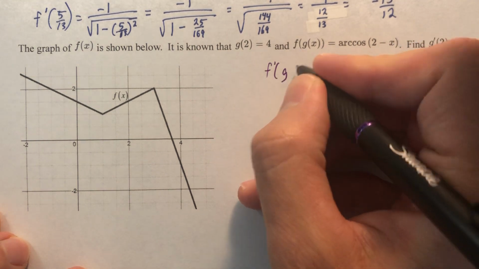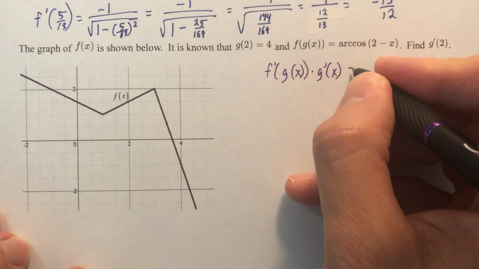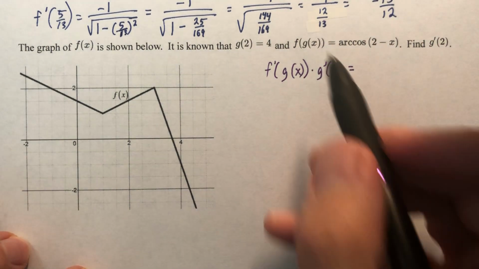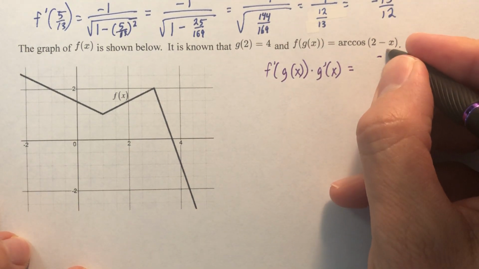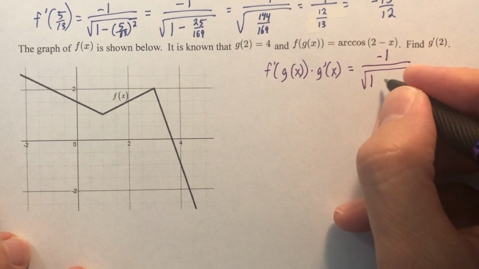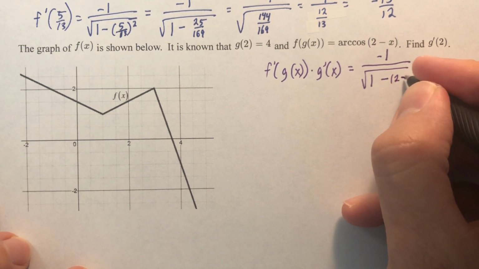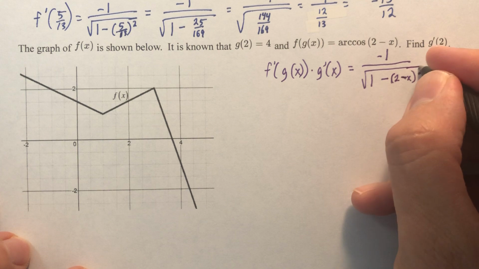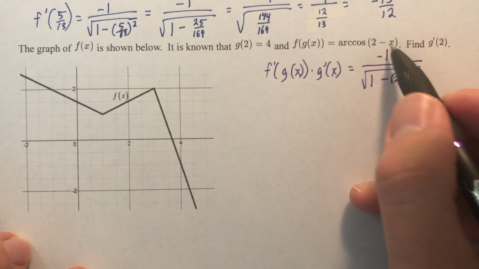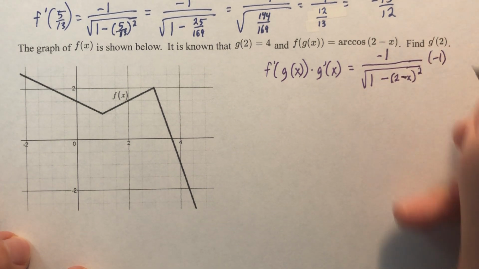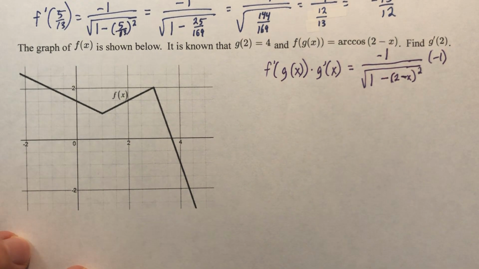F prime of g of x times g prime of x equals, okay, good so far. We have taken the derivative of the left side. Let's take the derivative of the right side. The derivative of arc cosine is negative 1 over the square root of 1 minus, I would say x, but it's really input. Your input, 2 minus x, let's fix that, squared. And let's go a little chain rule on this thing. We would multiply by the derivative of this inner piece right here, which is negative 1. So we will multiply by negative 1. So, no shocker here. Negative times negative is going to give me a positive. All right? Now we'll cancel those out in just a minute.